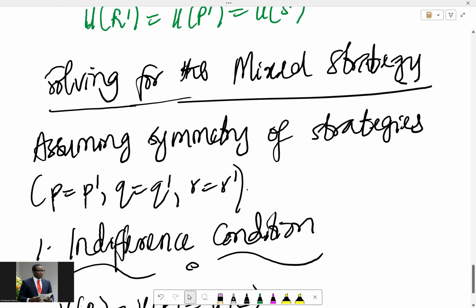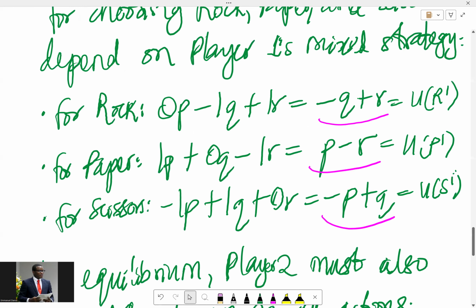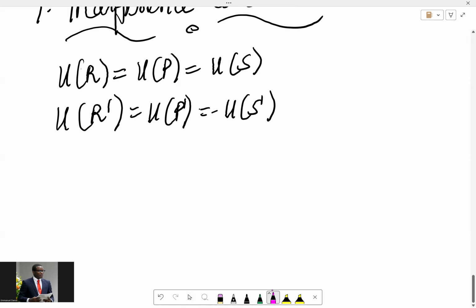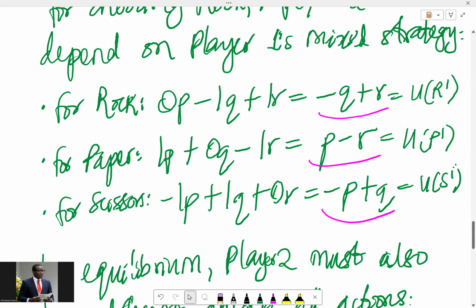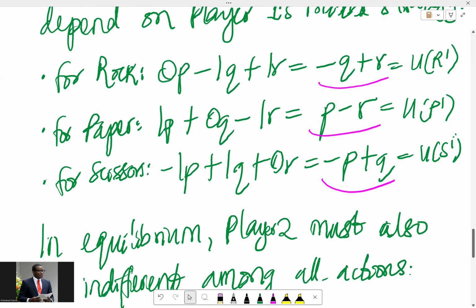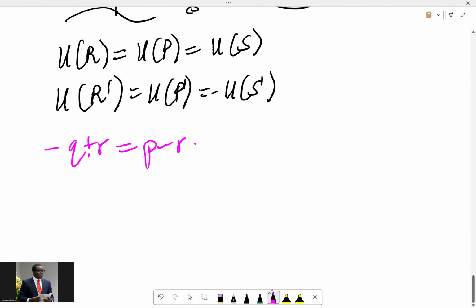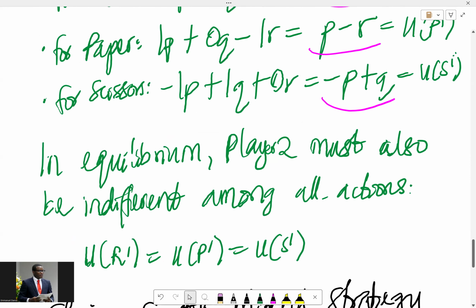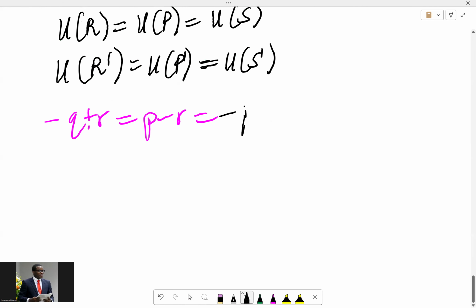So we can now revisit. We see U of R prime is minus Q plus R. So this simply tells us that minus Q plus R is equal to U of P prime. You can choose any one, you can even choose the one for player one up there. So P minus R is another one. So we have P minus R. And lastly, this is not minus, this is equal to minus P plus Q.